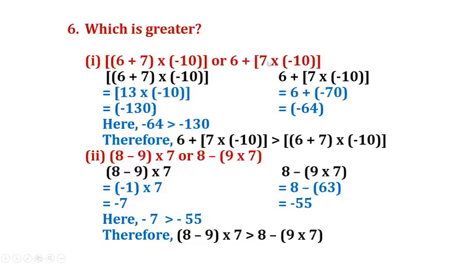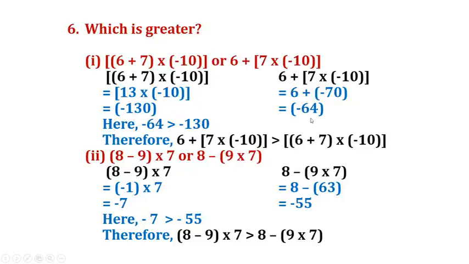And take the second expression, which is 6 plus of 7 into minus 10. Take the numbers in the bracket first: 7 into minus 10 is minus 70. So now 6 plus of minus 70. I am adding two numbers having different signs. Subtract the smaller number from the bigger number, which is 64, and put the sign of the bigger number. So minus 64. Observe here, the first answer is minus 130, the second answer is minus 64.